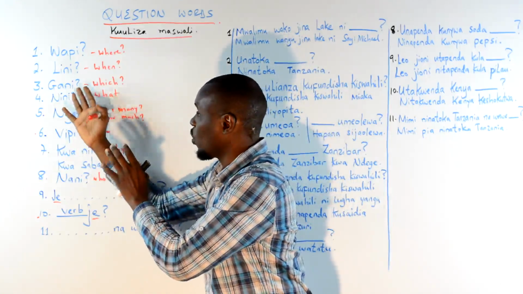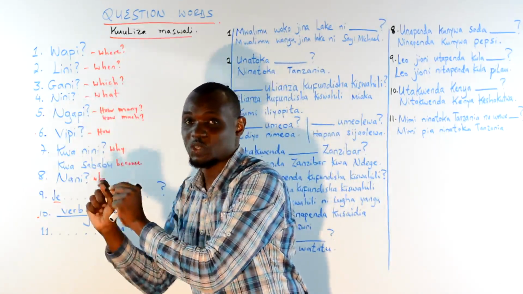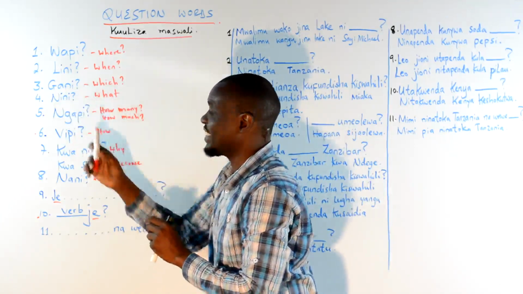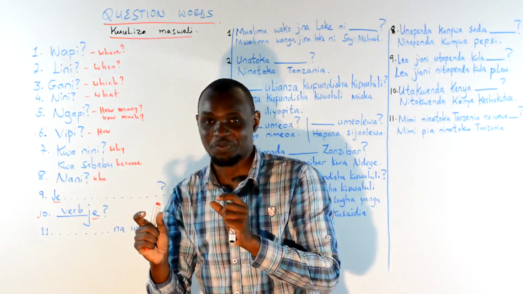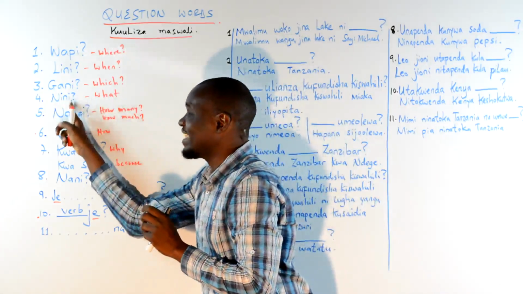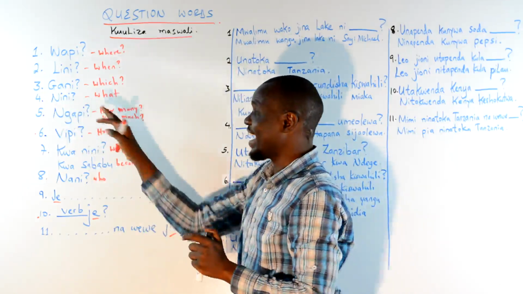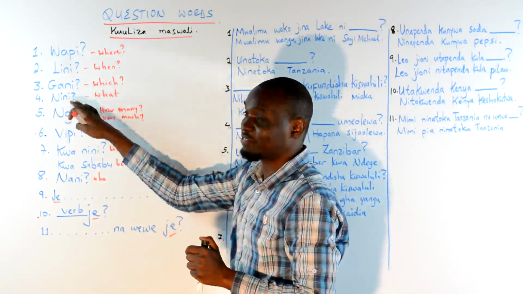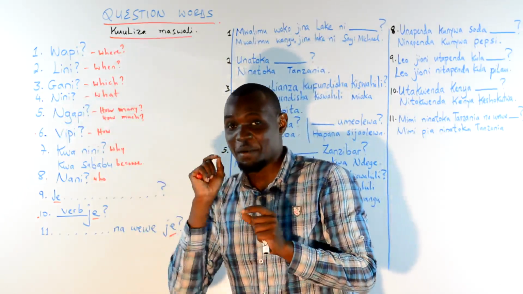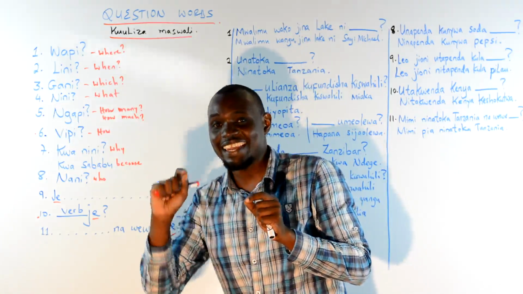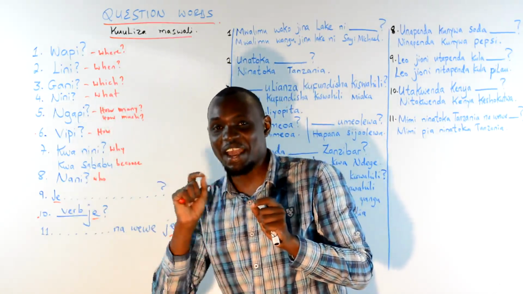Because always in Swahili, you will say gani after the noun, and you'll say nini after the verb. You say gani after the noun, you say nini after the verb. So remember that. Make sure you remember that. Gani after the noun, nini after the verb.